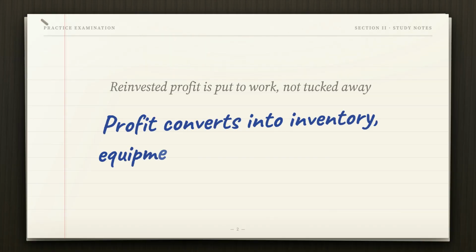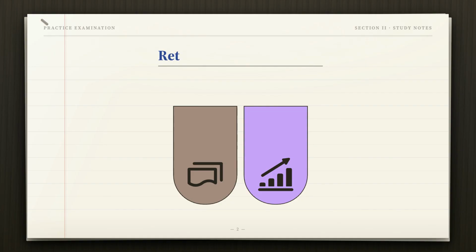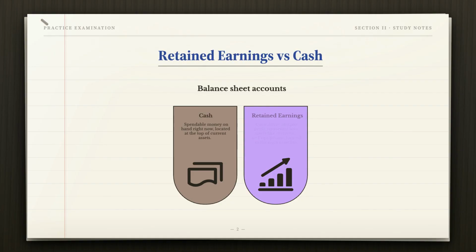When profit isn't distributed, it doesn't drift into a savings account labeled retained earnings. It gets put to work buying inventory, purchasing equipment, paying down debt, and funding receivables. So by the time the balance sheet is drawn, that profit has long since become other assets. Cash sits at the top of current assets and answers how much spendable money is on hand right now. Retained earnings sits in equity and answers how much lifetime profit was reinvested.